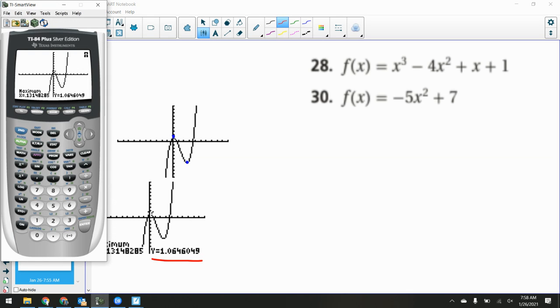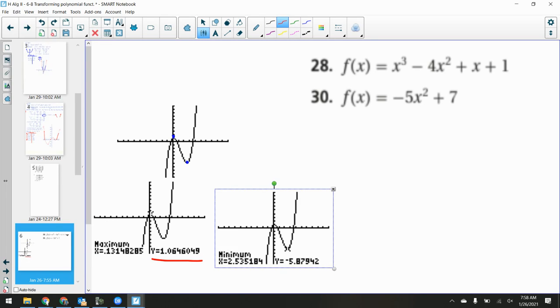You do the exact same process. So I can calculate minimum value, which is 3. And now I just go somewhere to the left of the valley, hit enter, trace over somewhere to the right of it, hit enter, and then I guess somewhere in the middle. And there's my local minimum point, negative 5.88. And it occurs at 2.53.